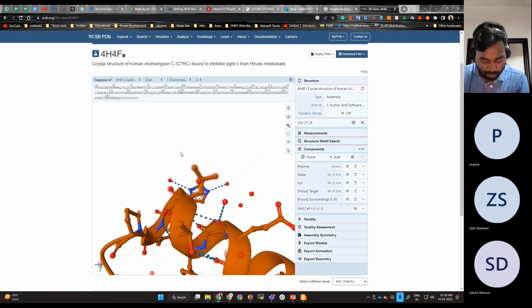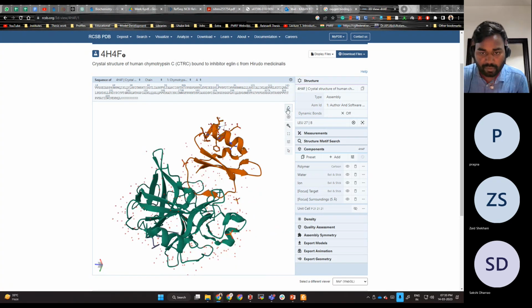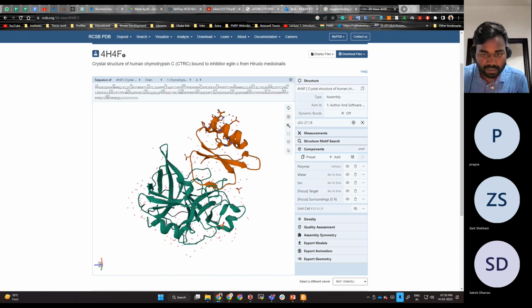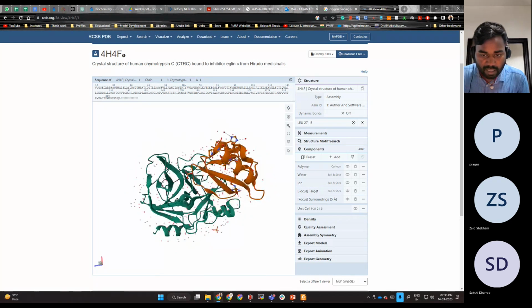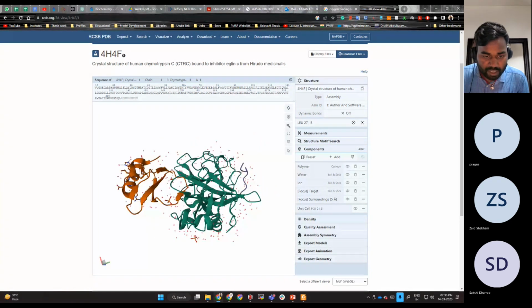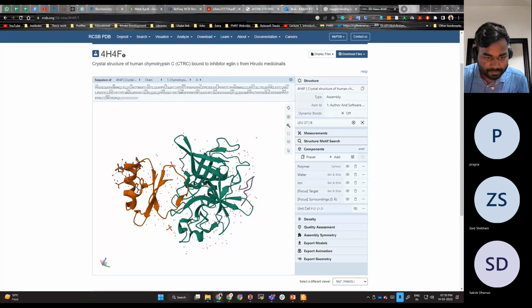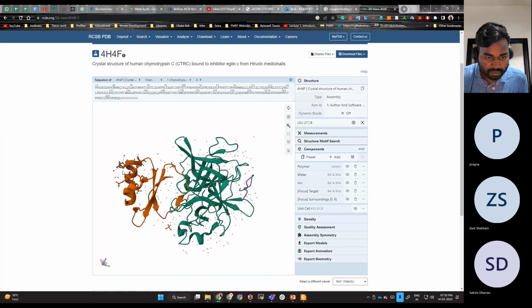Now if you want to visualize and perform the docking in that, let us see what kind of interaction it is having. Okay, so here, let me zoom.